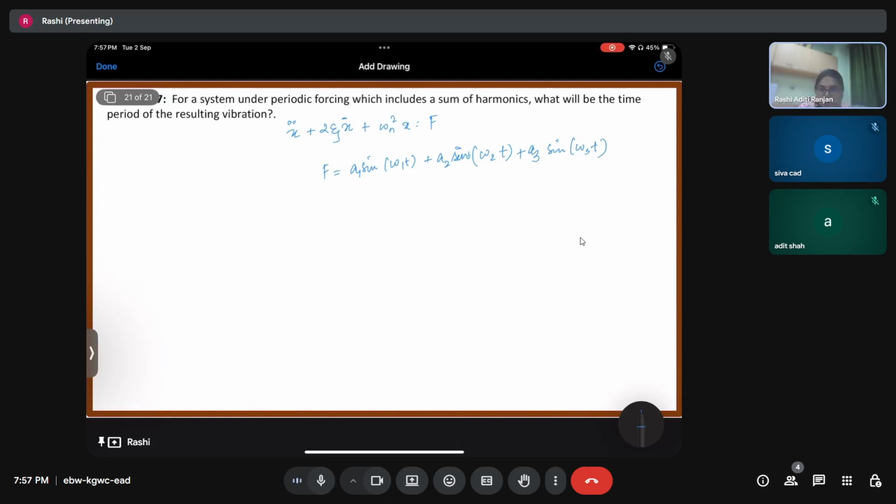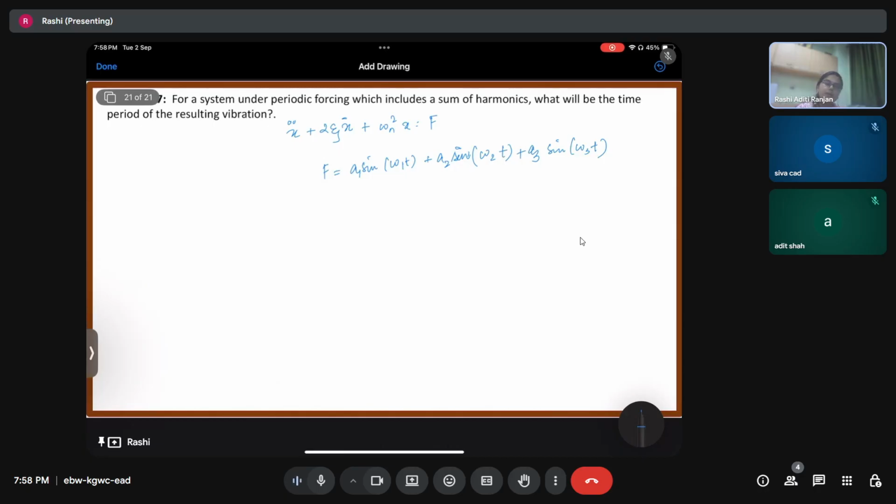Since over here we are dealing with a linear system, we'll assume that the ratios of omega 1, omega 2, and omega 3 with respect to each other are integers only. It is not an irrational number, because if it were irrational, it would lead to quasi-periodic motion, which is a complex kind of behavior, and it does not fall under the linear system. It goes into the nonlinear vibration criteria.